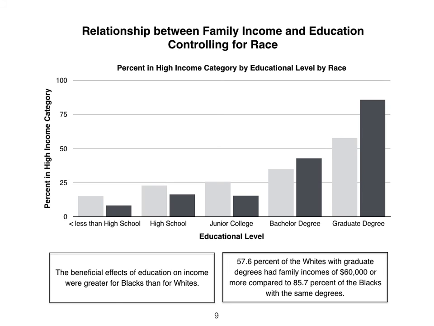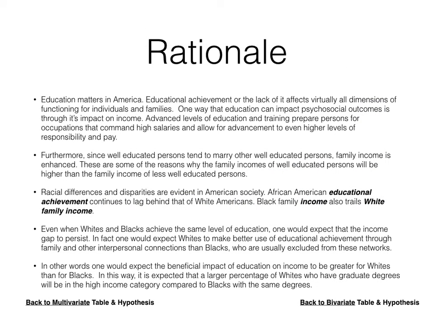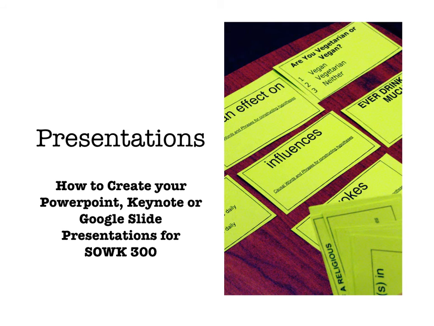And once again, here's the graph, and this is still a relationship between family income and education controlling for race. And our ultimate last slide that you would have would be a complete explanation of your rationale for your topic.